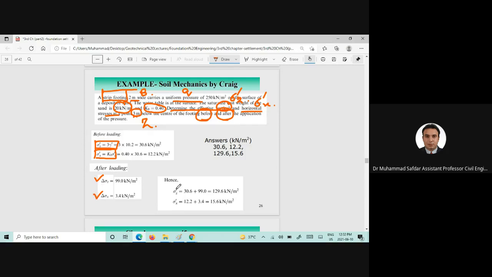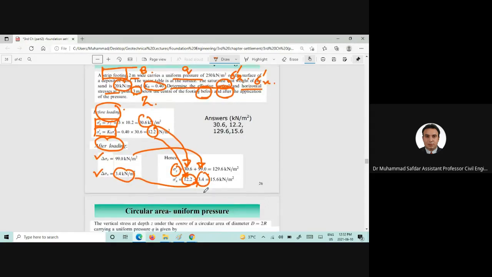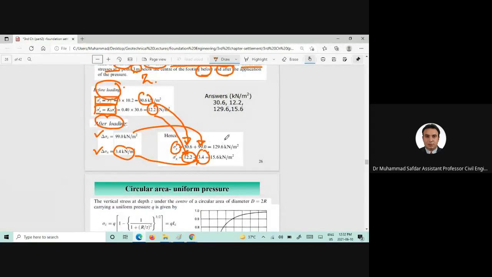Now sigma prime Z, this was the before-loading value, but once you get the delta sigma values, you need to add the before values here, and this is the after value. Again, this is the before value when the loading was applied, and delta sigma is the change due to the load here. So you will come up with sigma prime Z and sigma prime X as well.